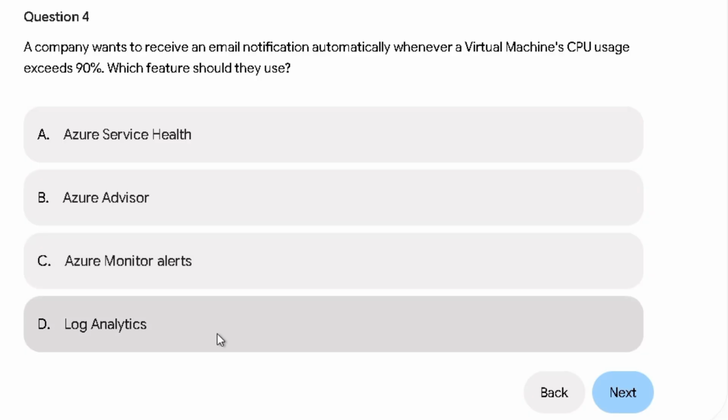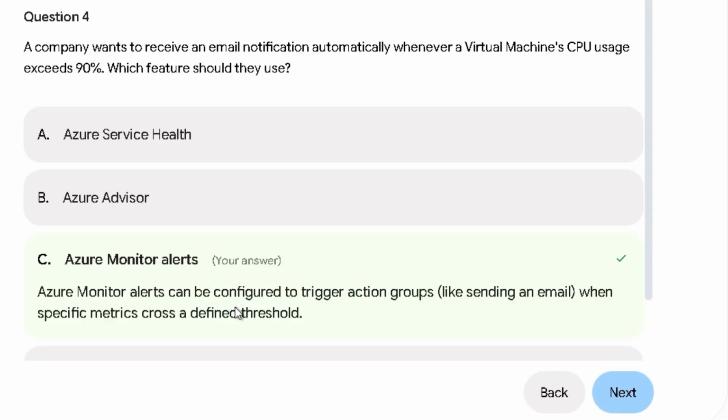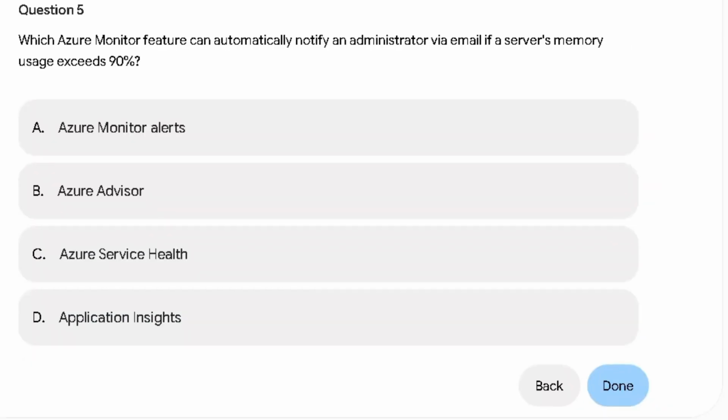And Log Analytics, this is where I'm going to see my logs, remember. So correct answer: Azure Monitor Alerts can be configured to trigger action groups, like sending an email, when specific metrics cross a defined threshold. Question number 5, guys, is very similar to the questions that we've been doing. Which Azure Monitor feature can automatically notify an administrator via email if a server's memory usage exceeds 90%?